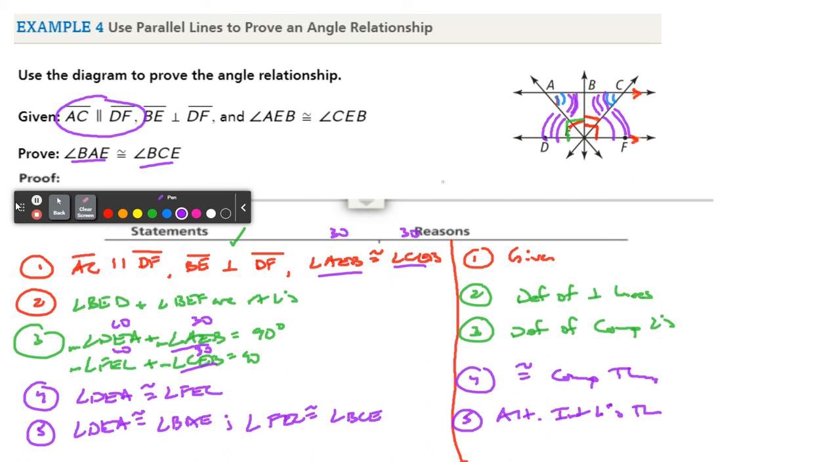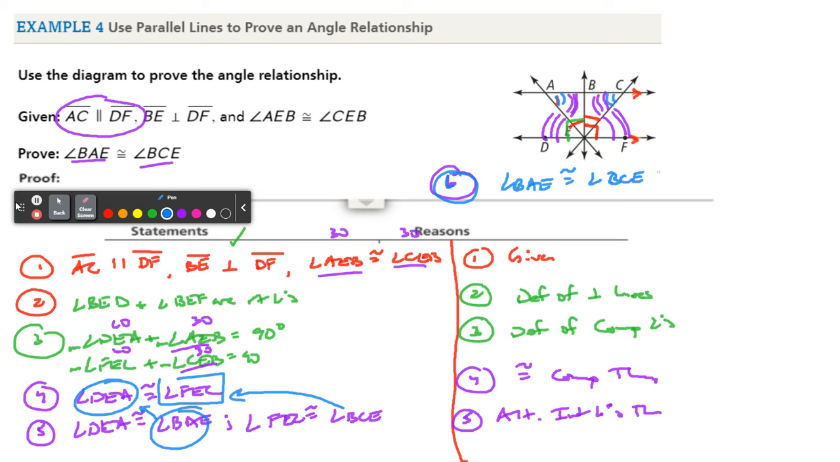So I'm going to do step 6 right here. So I'll use blue to do that to show you. So step 6, I'm going to take out DEA here and put in BAE there. I'm going to take out FEC here and put in BCE there because they are all congruent to each other. And we get what we want to prove. Angle BAE is congruent to angle BCE, and that is by the transitive property. And there we go. That's a tough proof for sure.